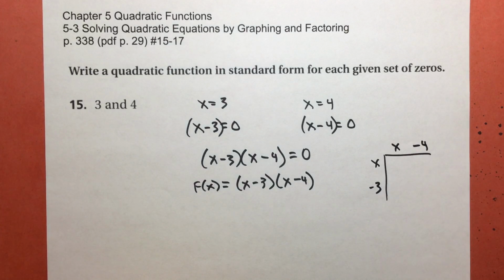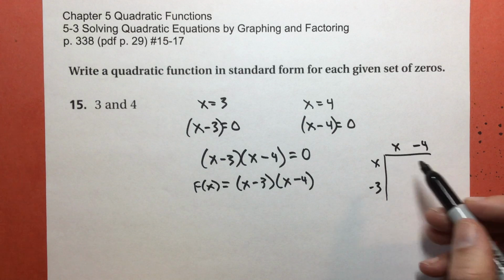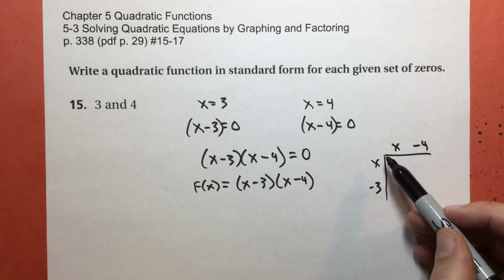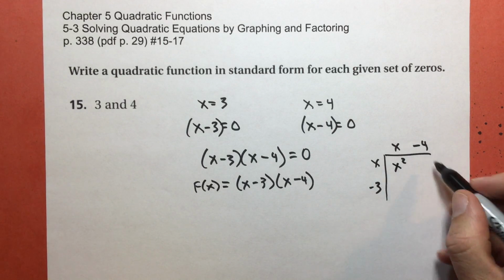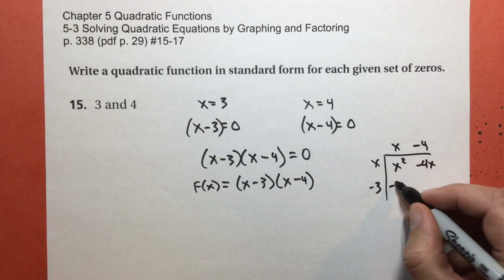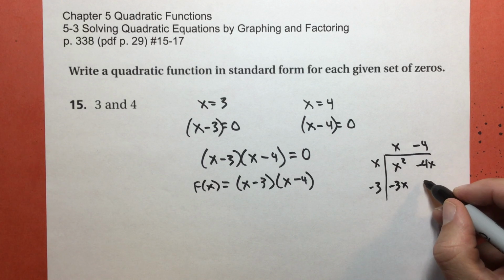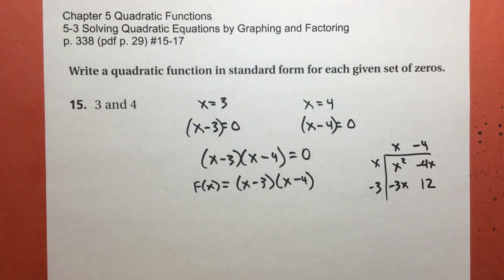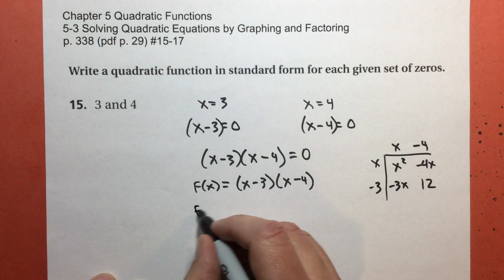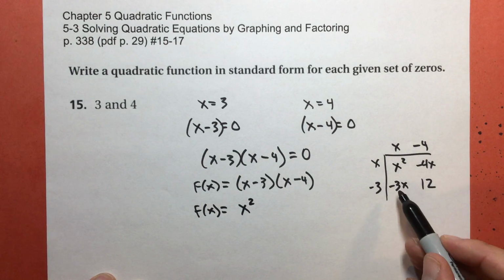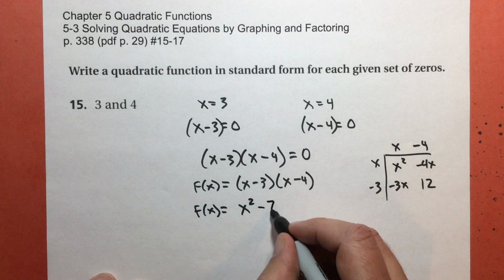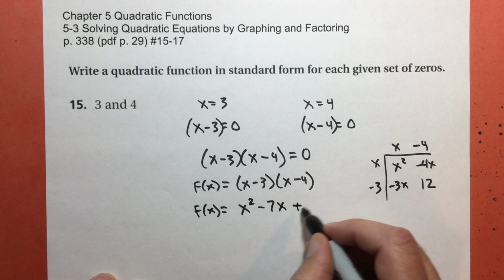What I like to do is, you know me, I like to show you ways to organize your thinking. This is a multiplication chart, and we've been using this for a lot of the factoring that we've done. x times x is x squared. This time I'm going backwards. x times -4 is -4x. -3 times x is -3x, and -3 times -4 is 12. So my function in standard form is x to the second power, -3 plus -4 is -7x, plus 12.